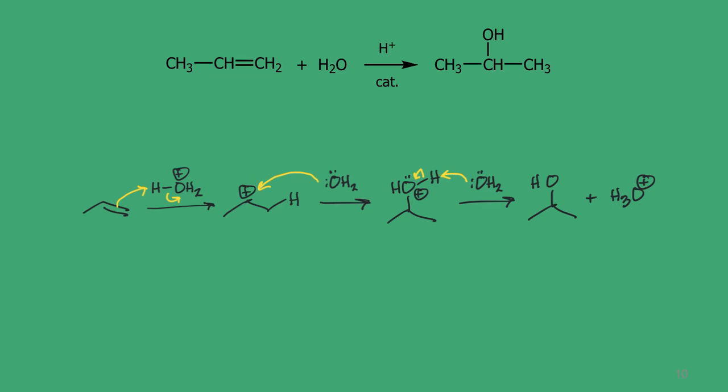We've drawn this mechanism previously. It's worth revisiting. Like hydrohalogenation, the reaction begins by protonation of the alkene. In a Markovnikov sense, hydrogen adds to the carbon with the most hydrogens. This produces the most stable carbocation. Water acts as a nucleophile, adds to the carbocation, produces this oxonium ion. Water can then deprotonate the oxonium ion, producing our alcohol product.